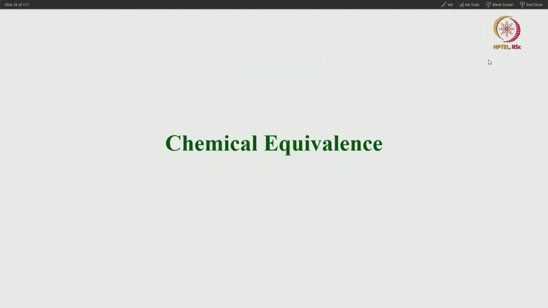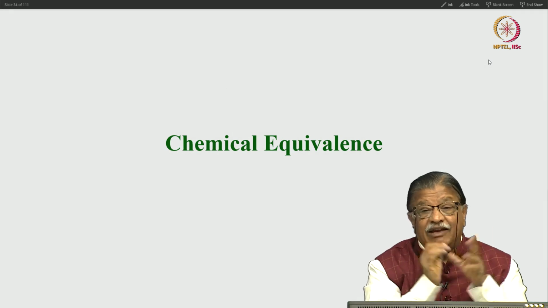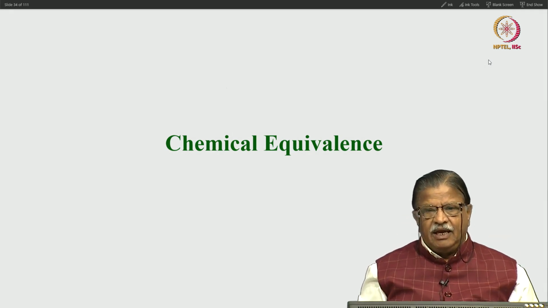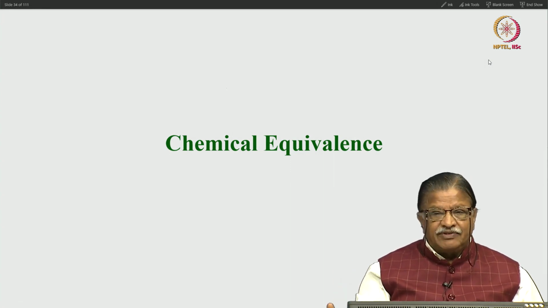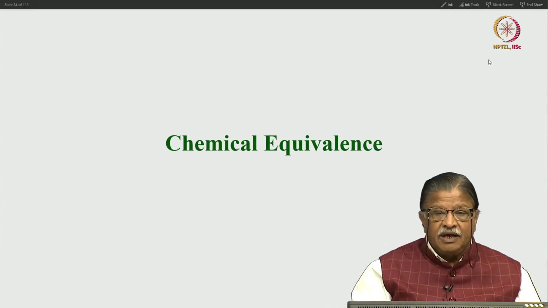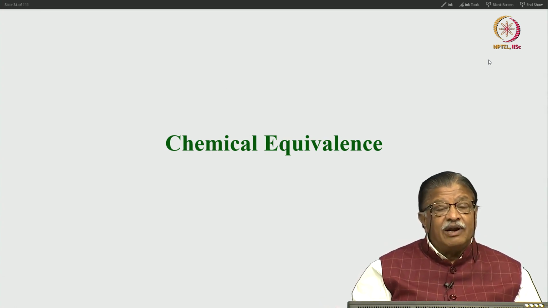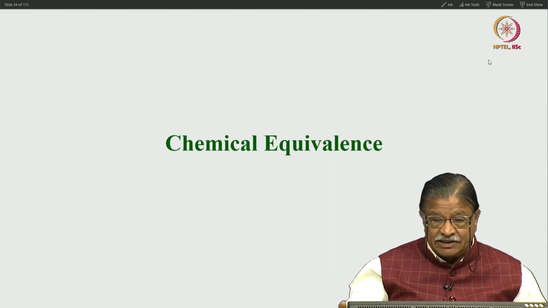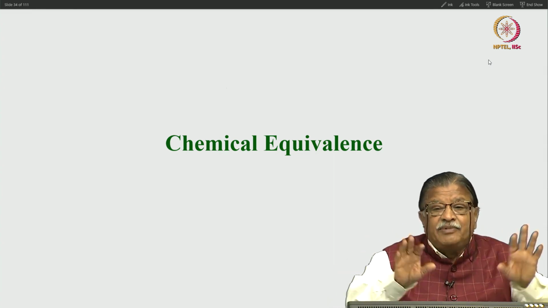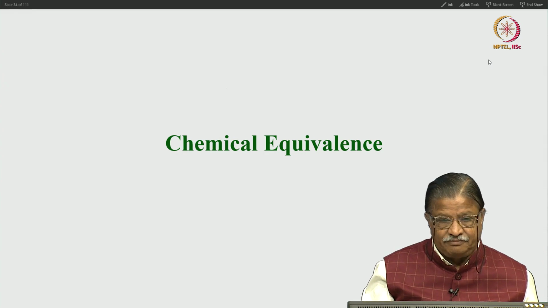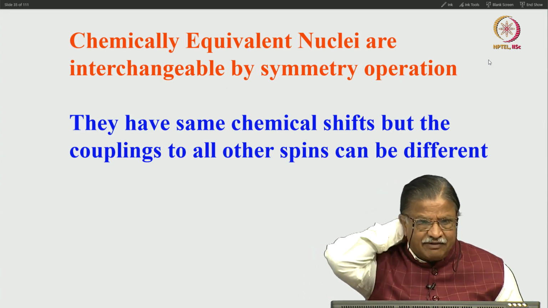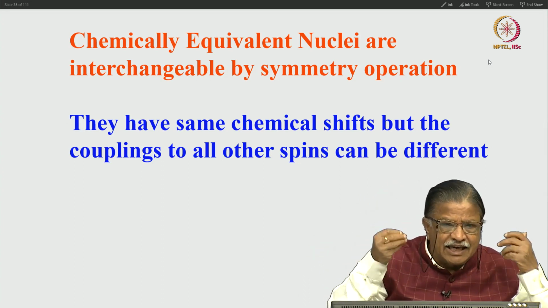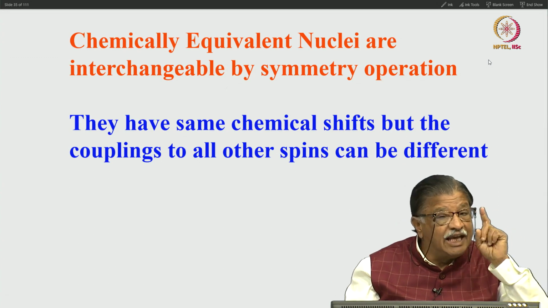With this, I will introduce a term called chemical equivalence, because in a given molecule you may have symmetry. Because of symmetry there will be chemical equivalence. When you have chemical equivalence you will not get a large number of peaks. Symmetry brings down the number of observable peaks in the NMR spectrum. The number of peaks gets reduced. Look at this one: all chemically equivalent nuclei, which are interchangeable by symmetry operations, have the same chemical shifts.